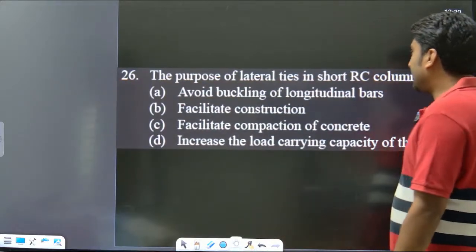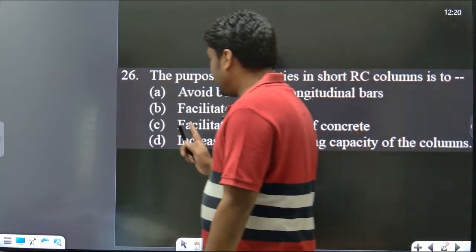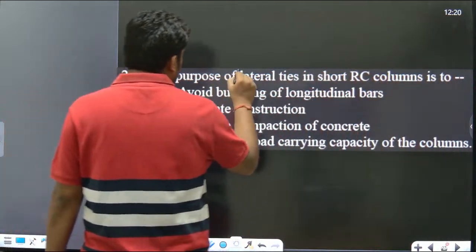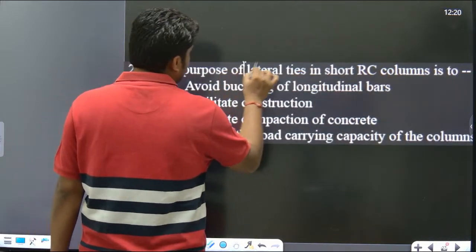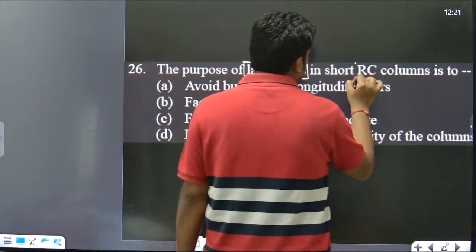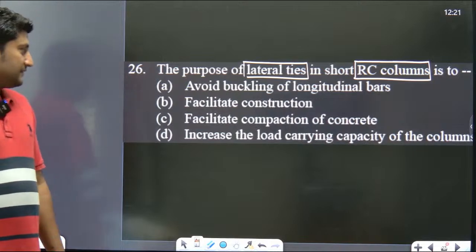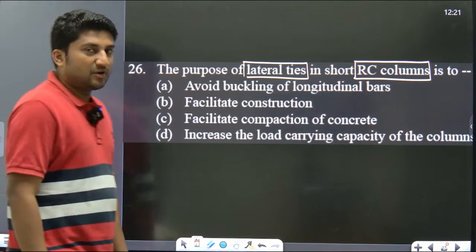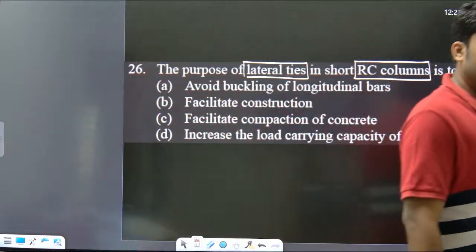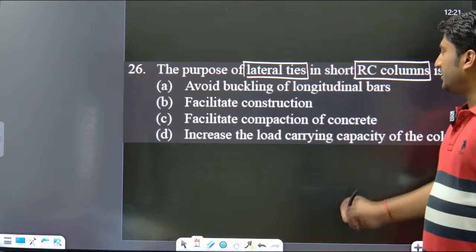The purpose of lateral ties in a short RC column is to. Now please remember, in this question you are asked about lateral ties as well as for a short column. What is the purpose of lateral ties in a short reinforced concrete column? Options are: avoid buckling of longitudinal bar, facilitate construction, facilitate compaction of concrete, increase the load carrying capacity of the column. Very good question. So why do we use the lateral ties?